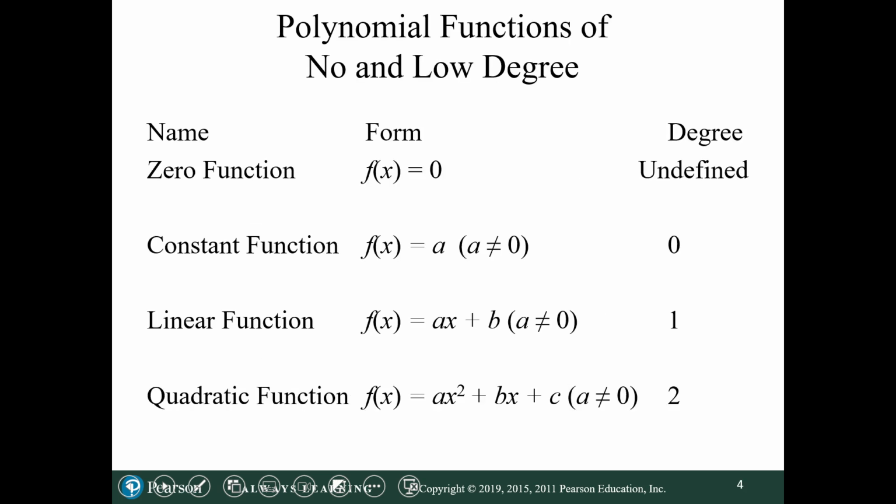A zero function is just 0. A constant function, f(x) equals a. Its degree is 0. Its leading coefficient, well, there is really no leading coefficient because there's no x involved. A linear function is ax plus b, or most of you have seen mx plus b.